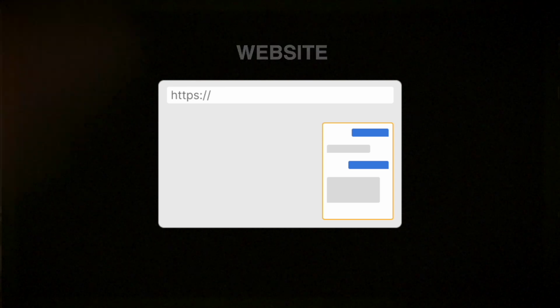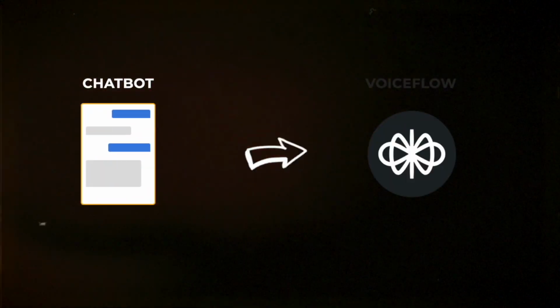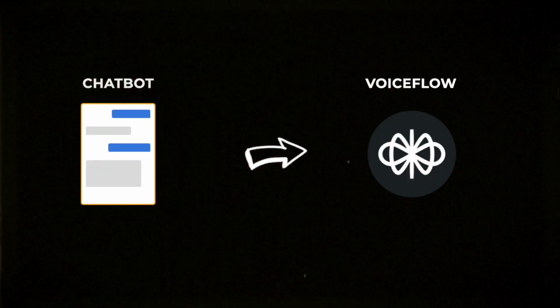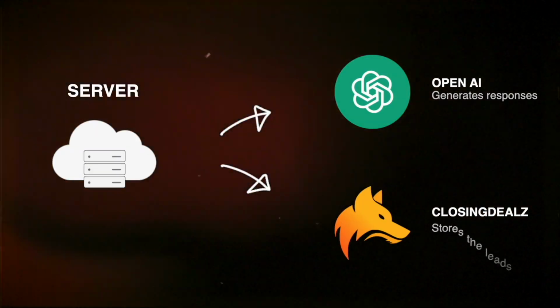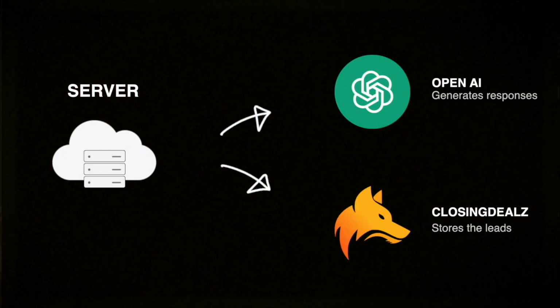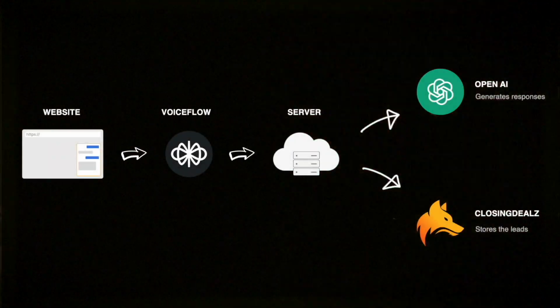A quick overview of the project: we're gonna have your website, and this is where the chatbot is gonna be, and we're gonna use Voiceflow as the UI for the chatbot. And now the project we're building, that's gonna be the server, and the server is gonna use OpenAI to generate all the responses. And we're gonna store all of the leads that we get from the chatbot in ClosingDealz CRM. And now this is how the whole workflow is gonna look like.